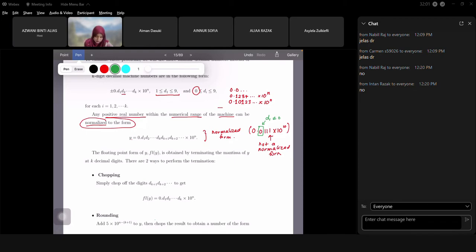Alright. Okay, so let's say saya bagi a number, saya bagi a real number, contoh a real number is equal to 2. How can I write the 2 in the normalized form? What is the normalized form for 2? Anyone?